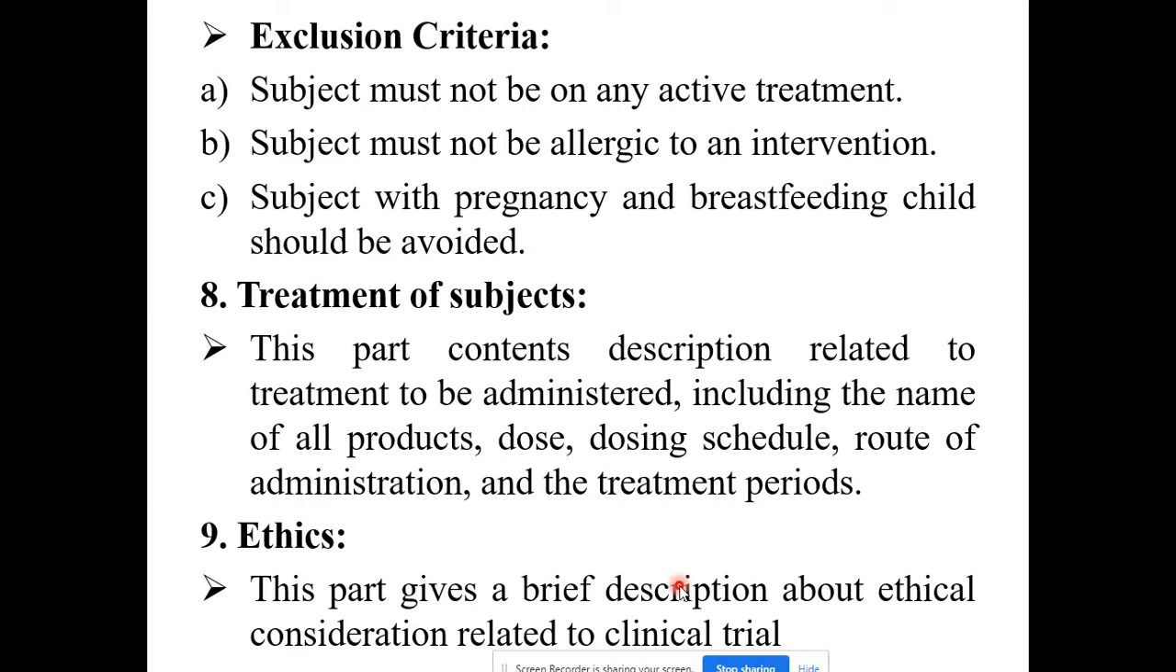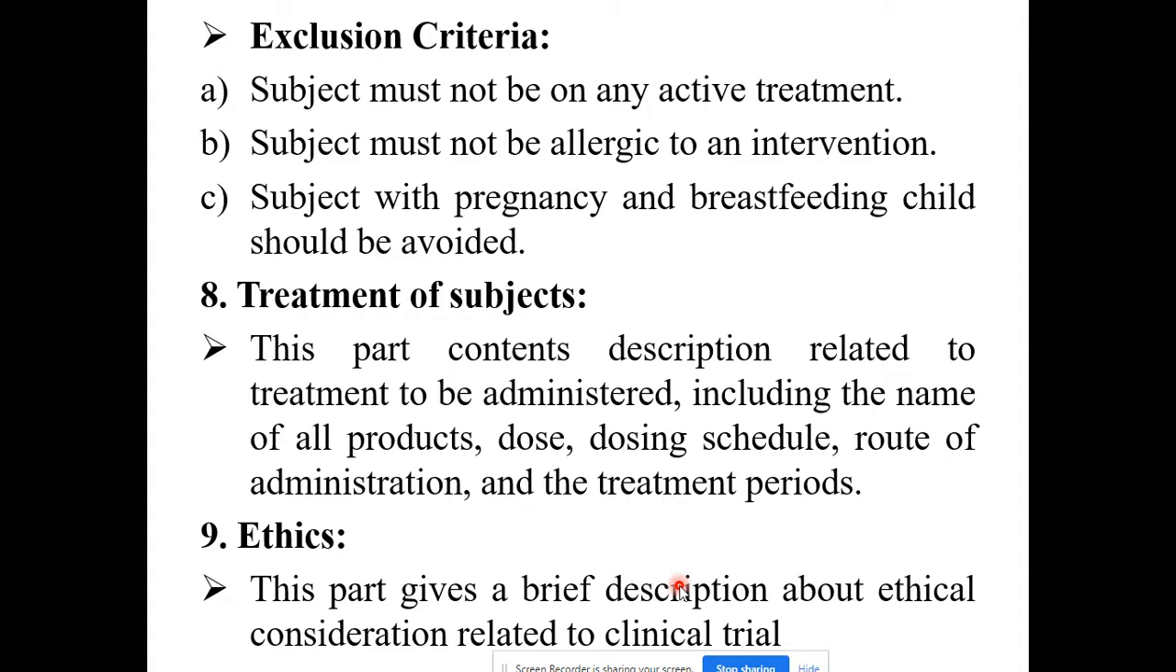Okay, so now the exclusion criteria: subject must not be on any kind of active treatment. Subject must not be allergic to the interventions. Subjects with pregnancy and breastfeeding children should be avoided. Understand? So that was the seventh heading. Now the eighth one, that is the treatment of subject. This part contains the description related to the treatment to be administered, including the name of all products, dose, dosing schedule, route of administration, and the treatment period or the time period of the treatment.